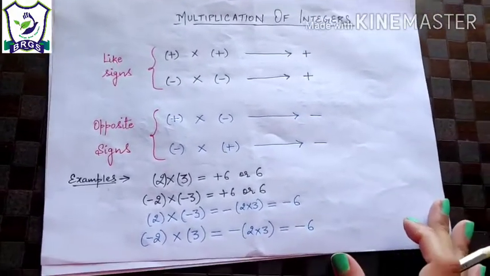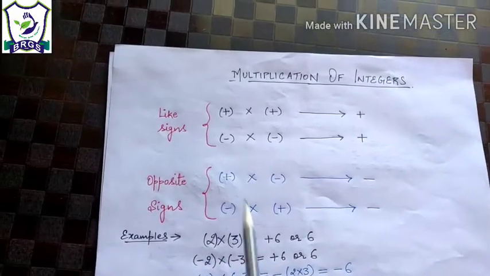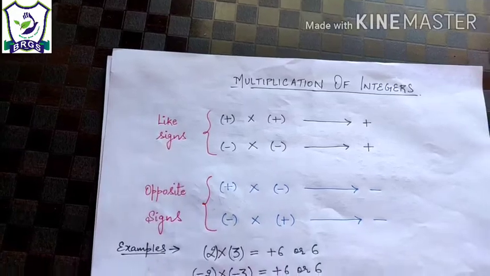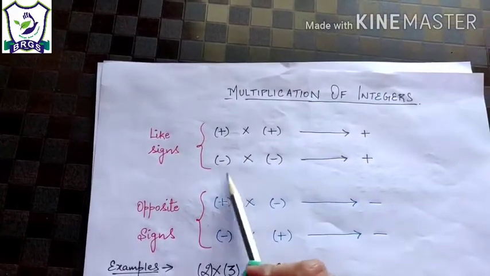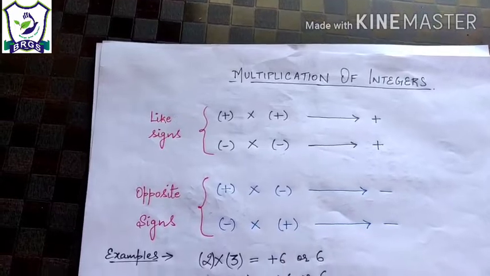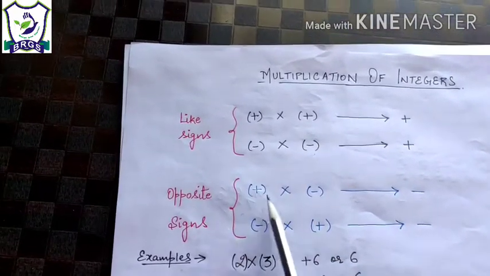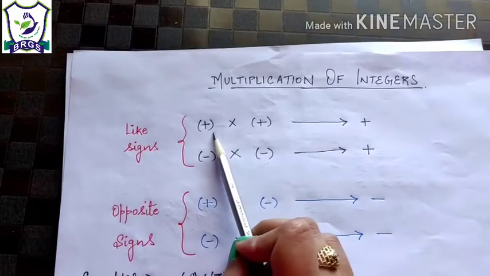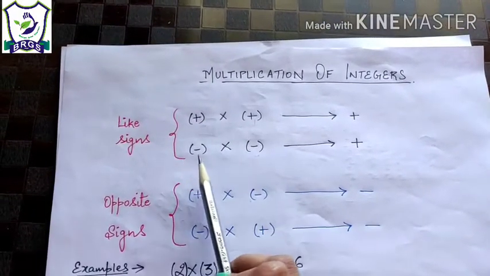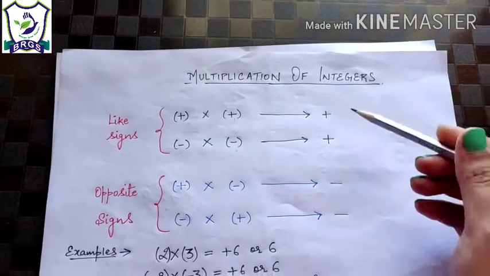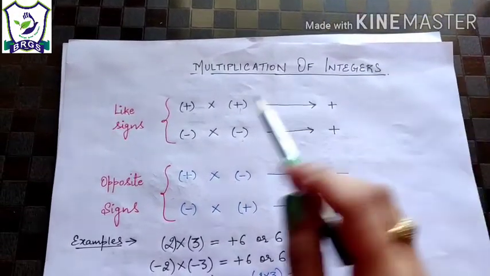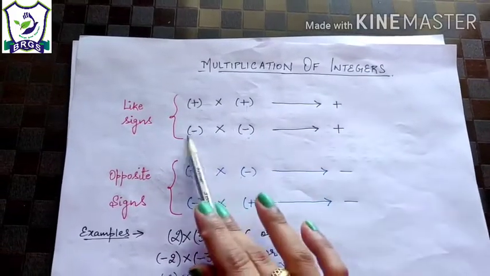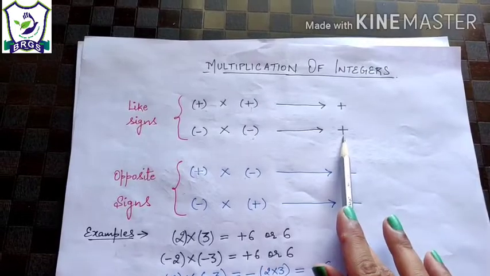Now here are the rules for multiplying integers. When both the integers are positive, that means they have like signs, if both are positive or both are negative, right? The second condition is when both are of opposite sign, like one integer is positive and the other is negative. When both the integers are either positive or both are negative, the product will be positive. When both are positive integers, the product is positive. When both are negative integers, the product is positive.